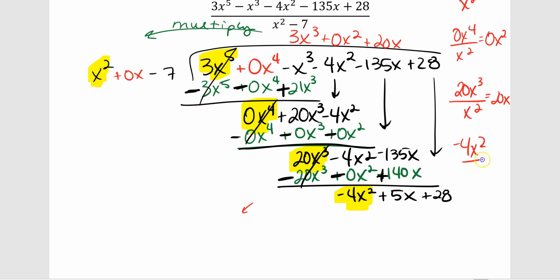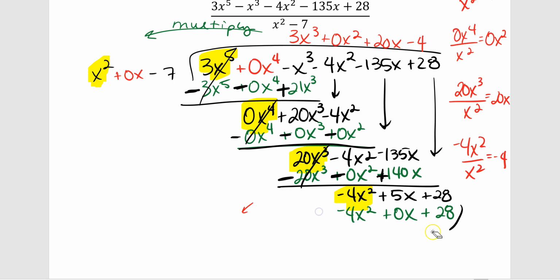Negative 4x squared divided by x squared equals negative 4. And then multiply. Negative 4 times x squared is negative 4x squared. Negative 4 times 0x is 0x. And negative 4 times negative 7 is positive 28. And then we're going to subtract this entire expression, which basically means we change all the signs.